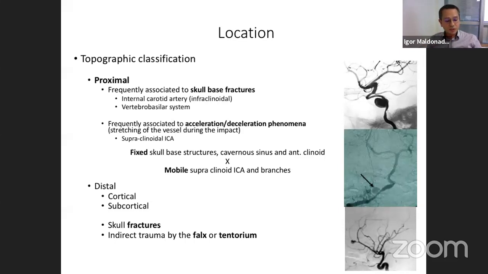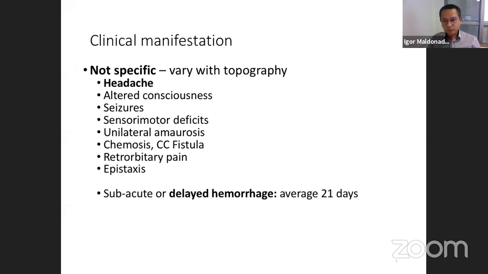And then you have the distal group. In the distal group, you have aneurysms of the branches above the polygon of Willis, such as cortical and subcortical ones. And so the mechanism here is different. Maybe direct lesion by skull fractures, or also indirect trauma by combining acceleration and deceleration movements with the impact of the vessels against the falx, the tentorial, or edges of the skull, like the lesser sphenoid wing.